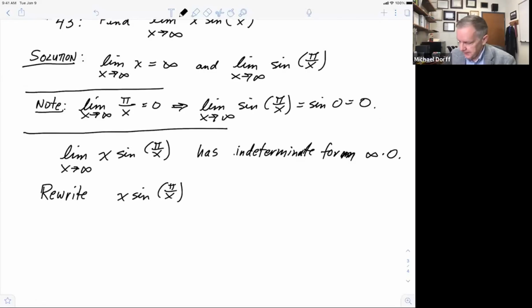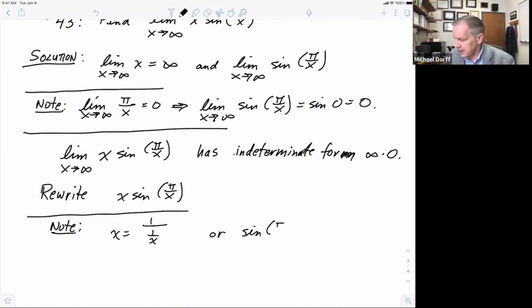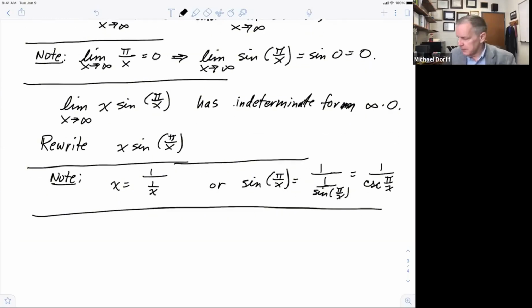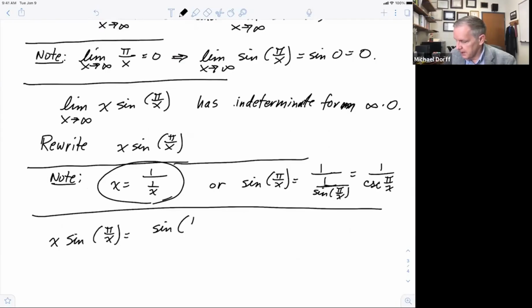Well, I can do that one of two ways. I can note that x is the same thing as 1 over 1 over x, or sine of pi over x is 1 over 1 over sine of pi over x, which would be the same thing as 1 over cosecant of pi over x. I could use either one of these. It's just my choice which one I would like to do. I'm going to choose the first one. So I'm going to rewrite x sine of pi over x to be equal to sine of pi over x all over 1 over x. All right, that's my new way to write that.